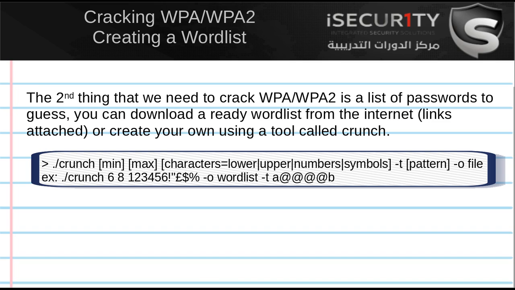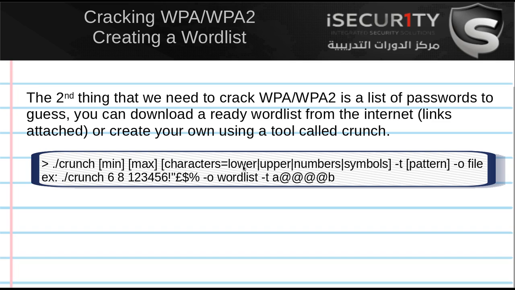So the format of the command of using Crunch is crunch minimum maximum. The minimum is the minimum number of characters of the password that you want to create. So you can say I want a minimum of 4, 5, 6, whatever you want. Maximum is the maximum number of characters in the passwords. Characters, you're going to specify the characters that are going to be used to create the passwords.